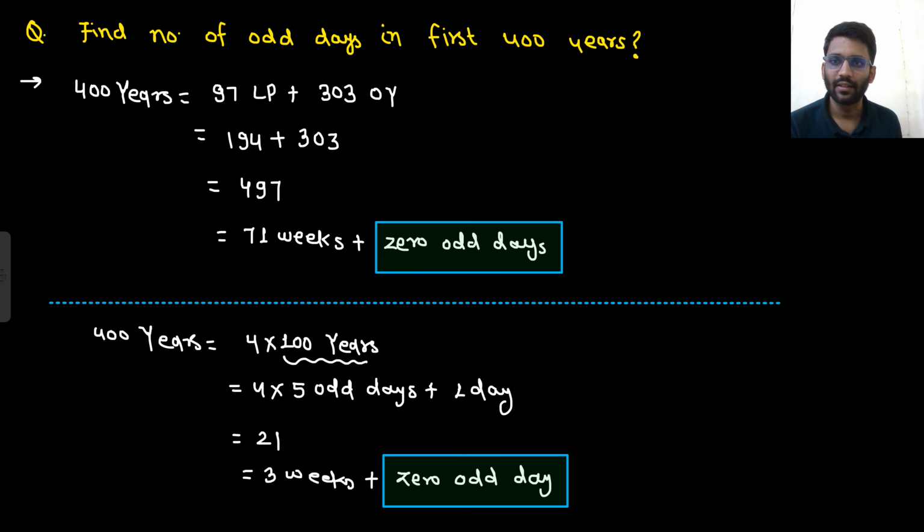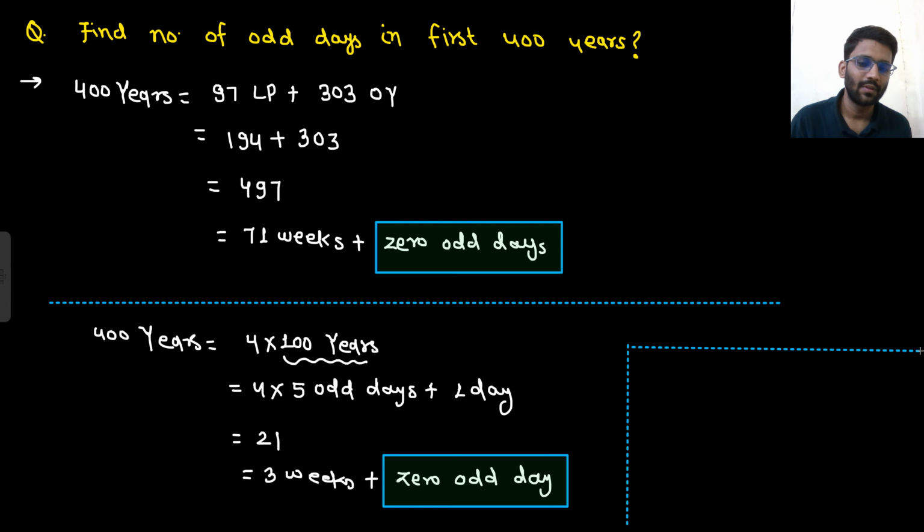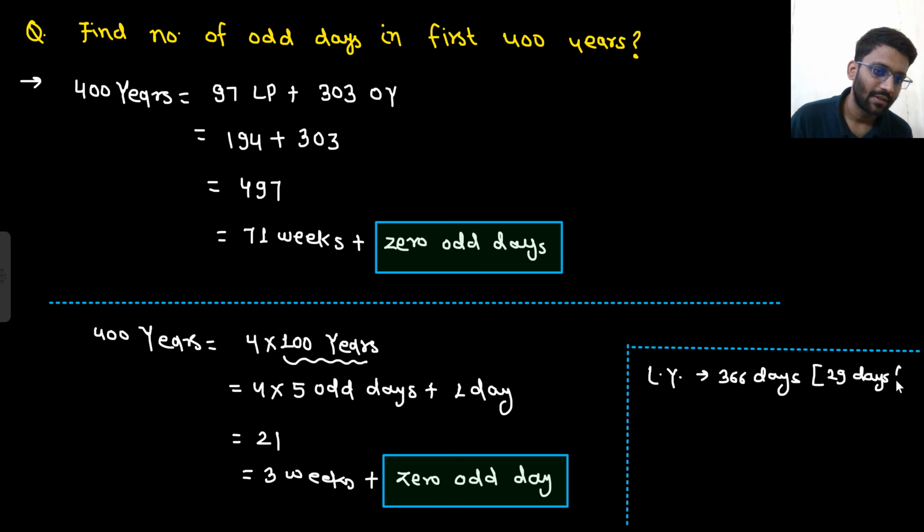Where can I write it? Here, I can write a small note. When we were talking about leap years, in a leap year, February is of 29 days. And in an ordinary year, February is of 28 days.